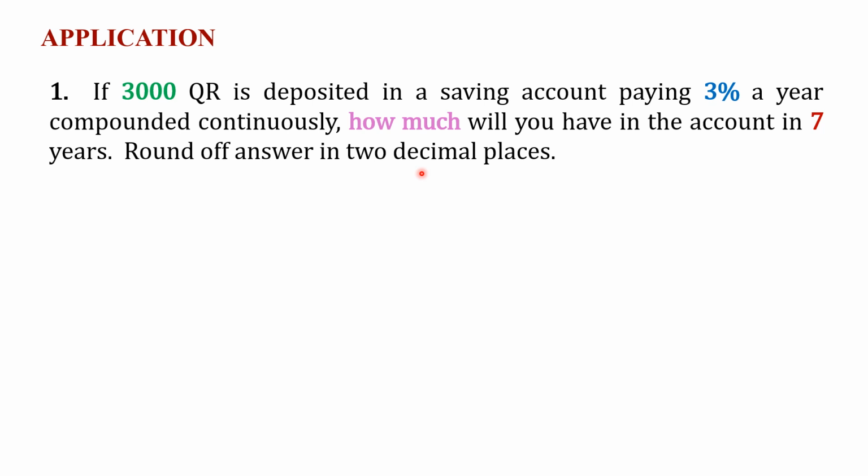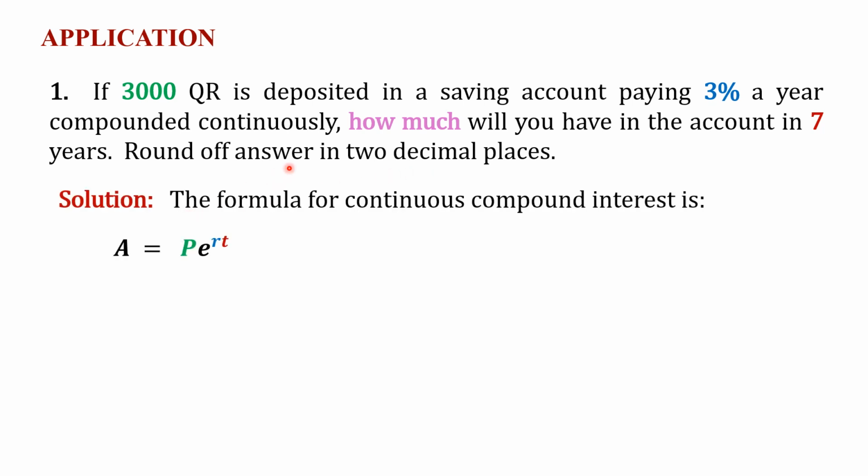So in a problem with continuously compounded interest, we are always going to use the formula A equals P e to the rt. A is the amount of money after the interest, and P is the principal amount, or the initial money deposited, and e is Euler's number, which is approximately equal to 2.718, and then r is the rate or the percentage, and t is the number of years.